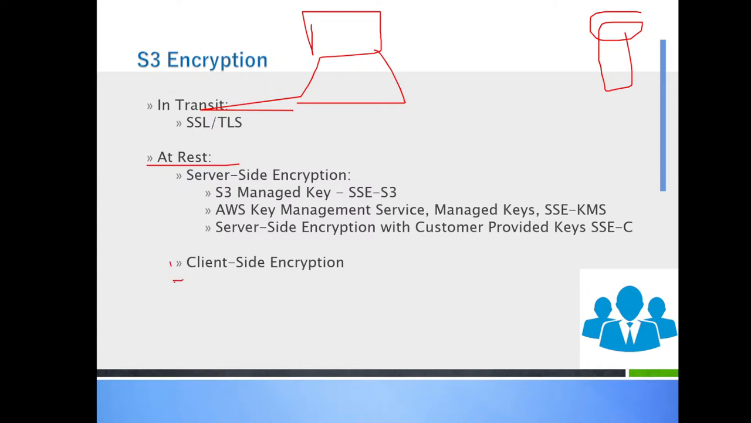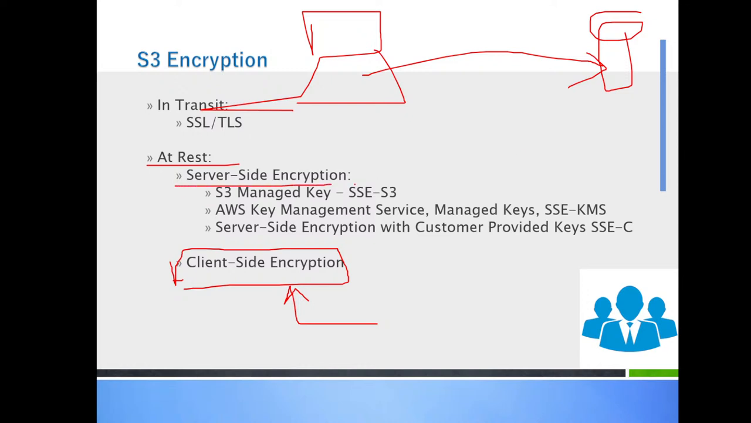So there are two scenarios. Either you encrypt your data at your own point and upload to S3, or you can ask Amazon to encrypt the data for you. Let's first understand this scenario. Client side encryption. What is client side encryption? It basically means the third scenario, where you encrypt the data completely at your own side. You encrypt the data at your side and then upload the data to S3.